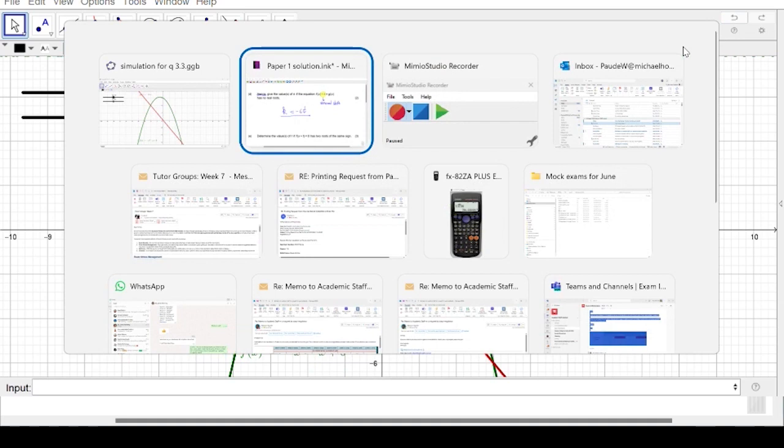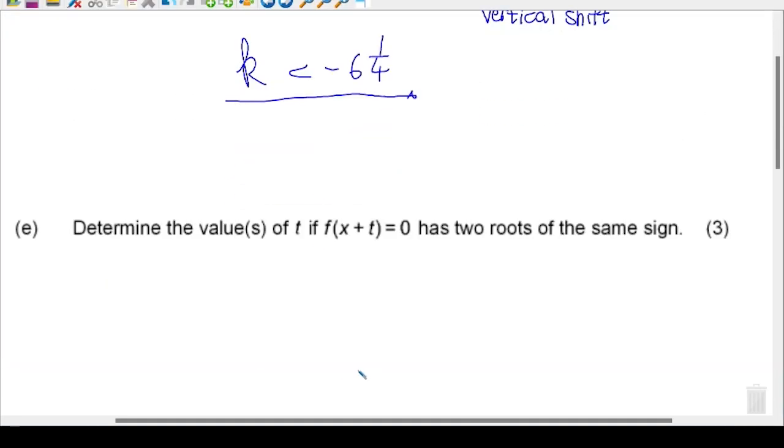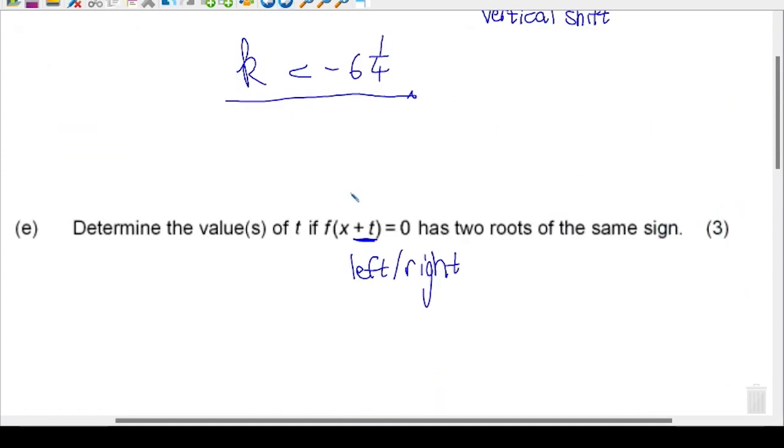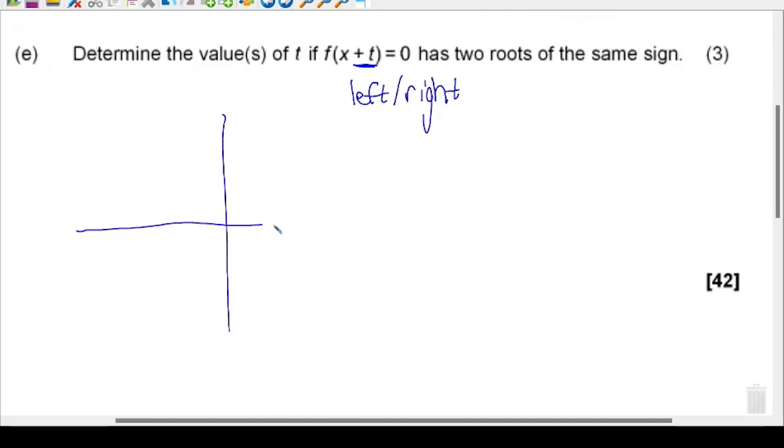Right, let's go now and look at the last question here, which says determine the values of t if f of x plus t equals 0 has two roots of the same sign. Now this is a left-right shift, not an up-down shift. This is a left-right shift. And that's because the t is inside the bracket. Okay, so if we go back to the picture, at the moment, the function f has got two roots, negative 3 and 2. Let's just draw it over here where there's a little bit less going on, so we can see. We've got a parabola. It's got two roots, one of them at negative 3, the other one at 2. One of them is negative, one of them is positive.